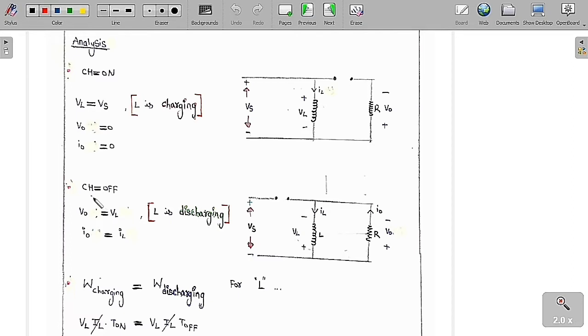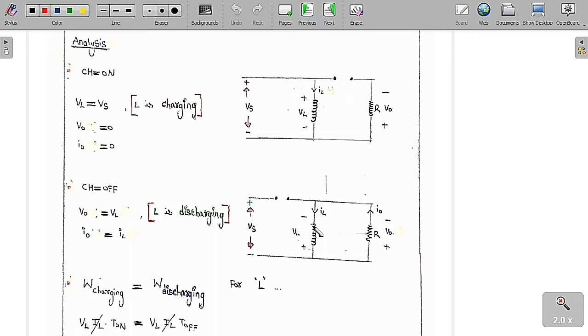So what happens if the chopper is off? If the chopper is open circuit, whatever energy is stored in the inductor is going to be delivered to the resistor. In the previous case, the inductor was absorbing the energy, but now the inductor is going to deliver the energy. The current in the inductor cannot change its direction, so the polarity of the voltage should be changed. Then only it is going to deliver the energy. So whenever the chopper is off, the output voltage is equal to the voltage across the inductor, and the inductor is going to discharge.